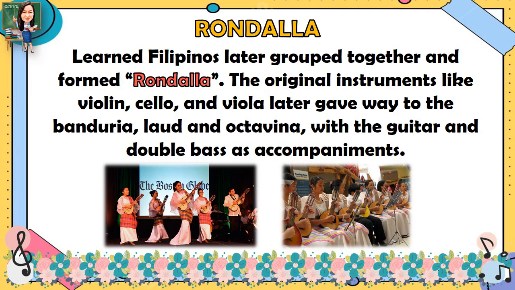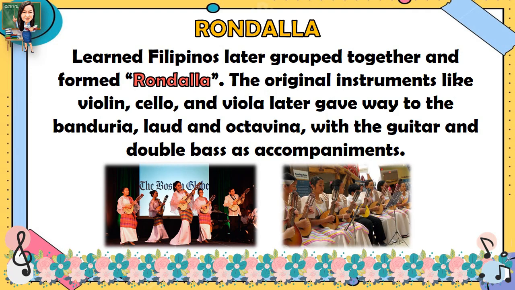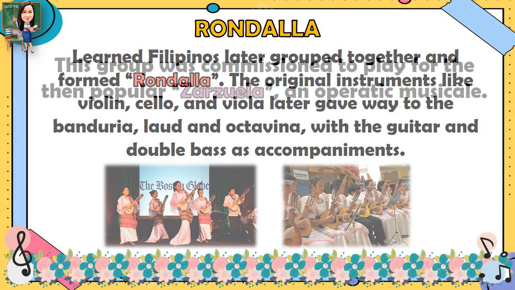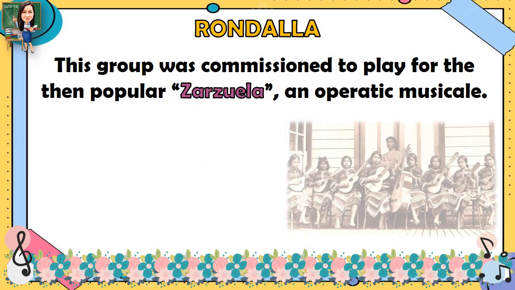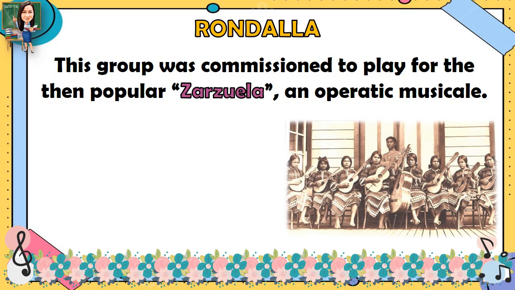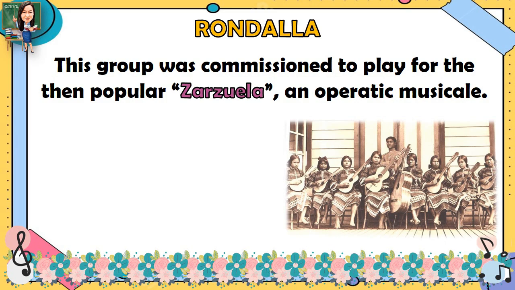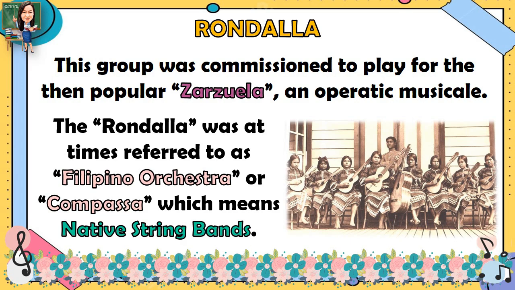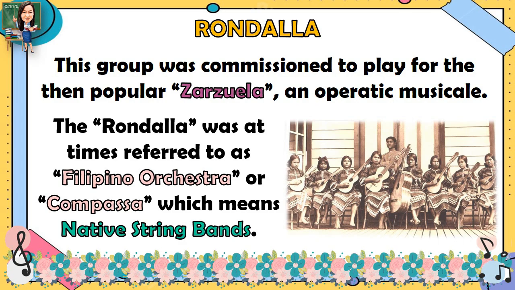The original instruments like violin, cello, and viola later gave way to the bandurria, laud, and octavina, with a guitar and double bass as accompaniments. This group was commissioned to play for the popular Zarzuela, an operatic musical. The rondalla was at times referred to as Filipino orchestra or kumpasan, which means native string bands.